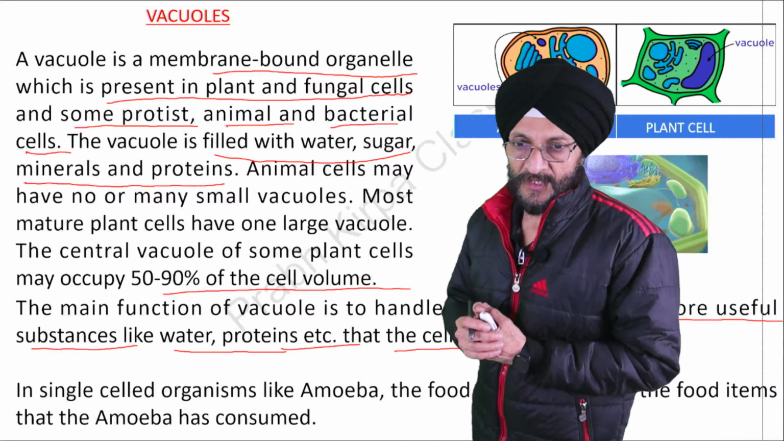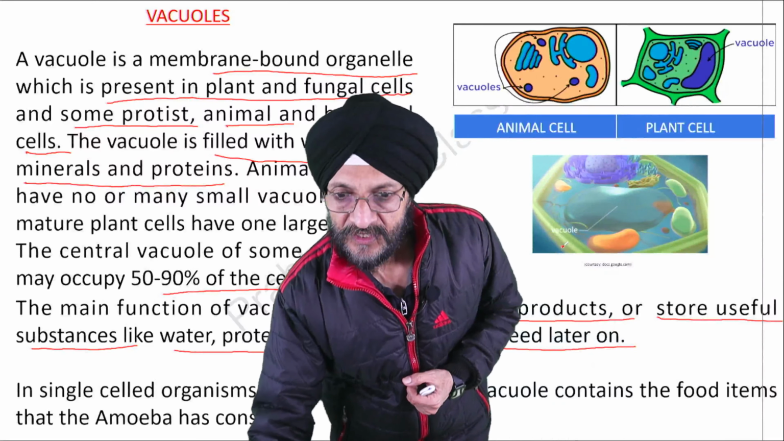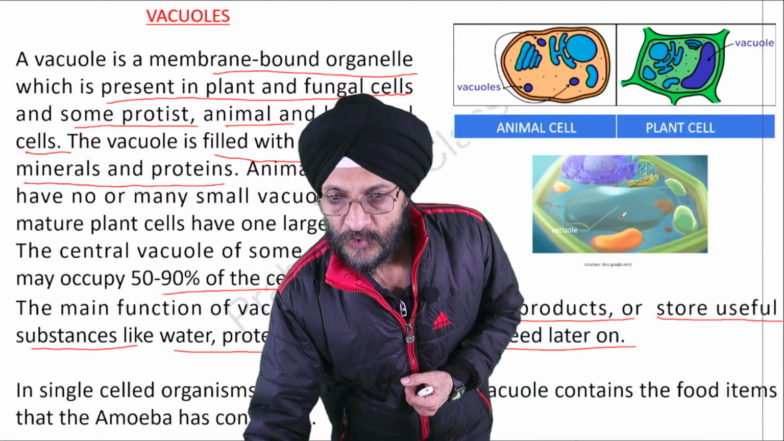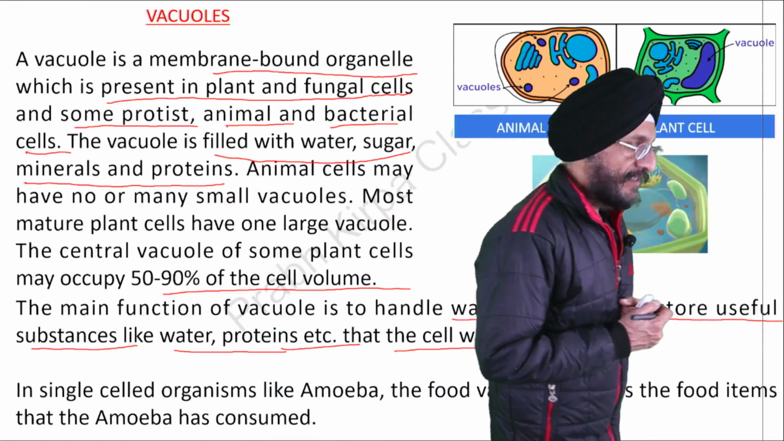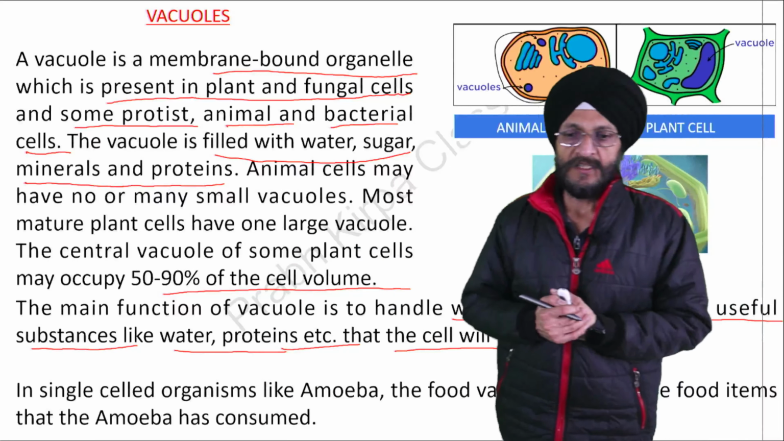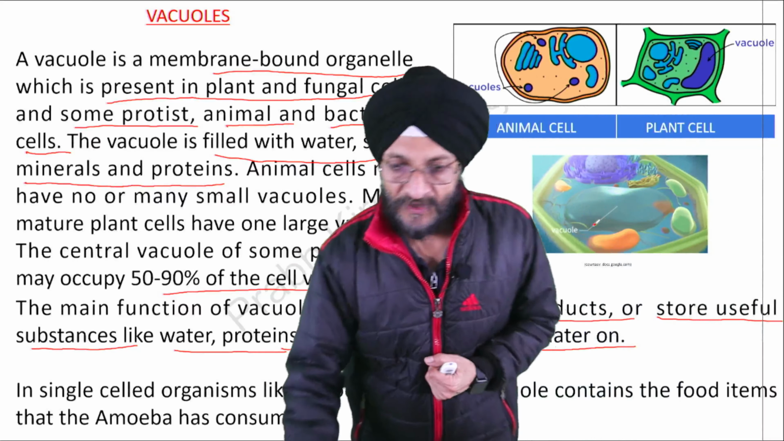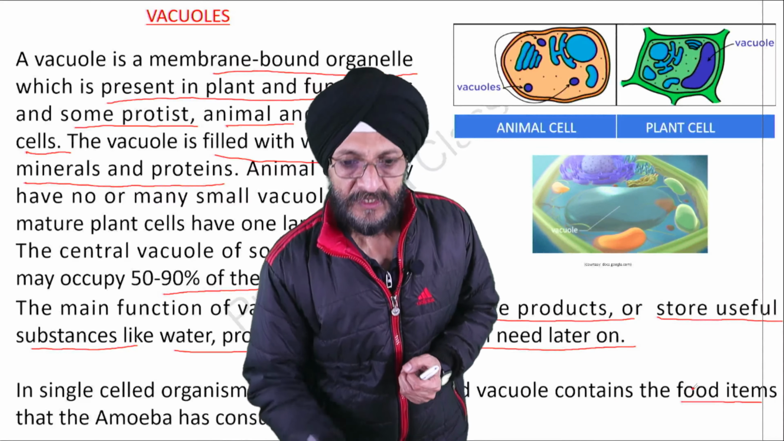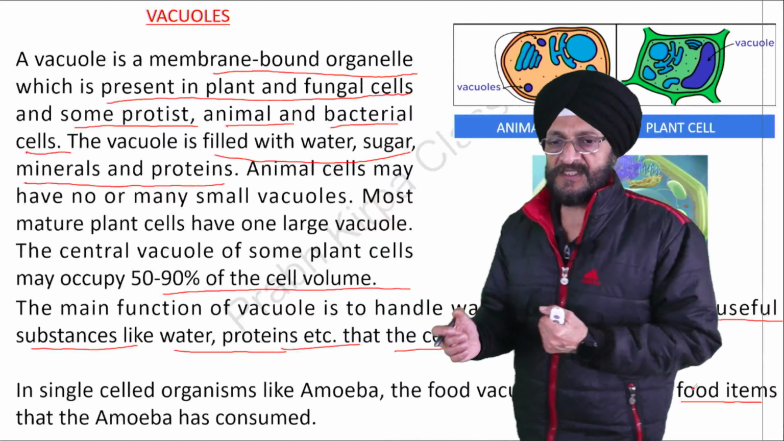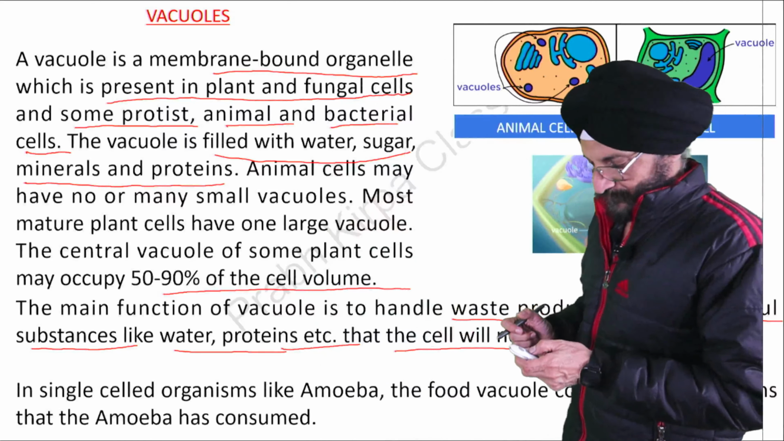In this picture, this is the vacuole which has been shown in the case of plant cell. In a single celled organism like amoeba, the food vacuole contains the food items that the amoeba has consumed.